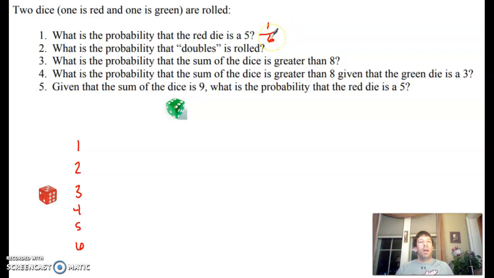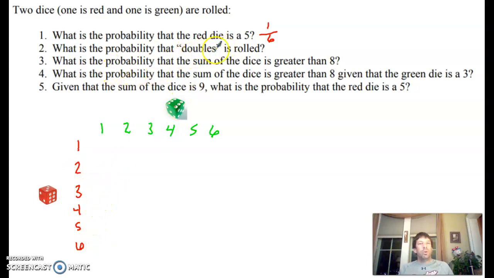Okay. Now, if we want to know what's the probability that doubles is rolled, okay. First of all, even though the green die is being rolled, it doesn't matter what was rolled on the green die. The green die is irrelevant for number 1 because we want to know what's the probability the red die is a 5, so really all that matters is what is on the red die.